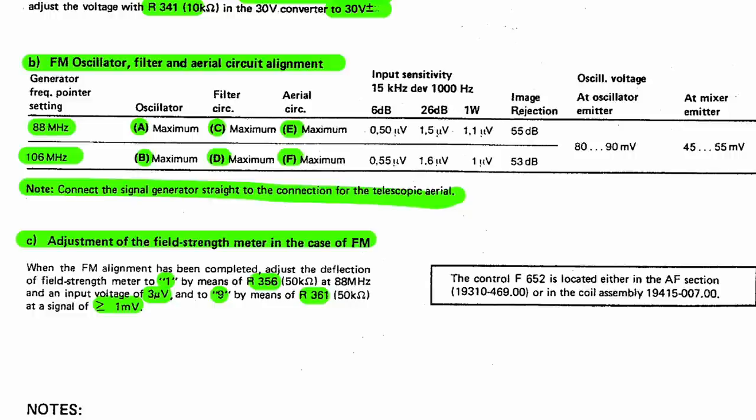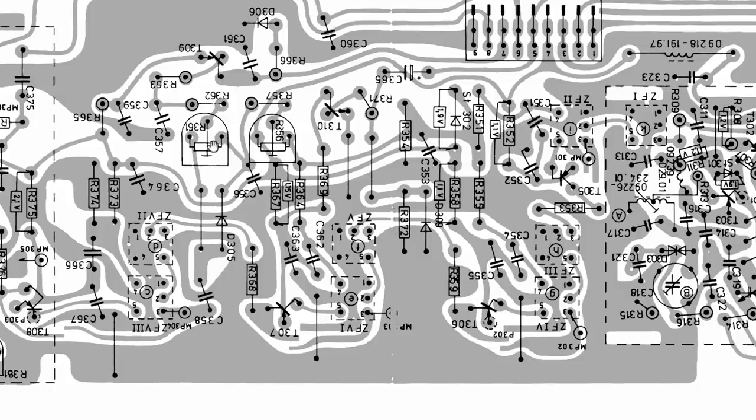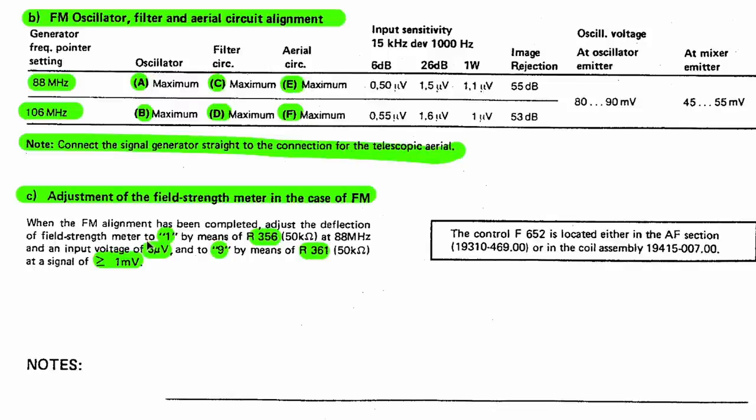I'll show you where they are just for completeness. There we go, there's 361, there's 356. You can actually see them from the underside of the board, and you can reach in there, that's not a problem. The problem is I have no way of getting exact values here.